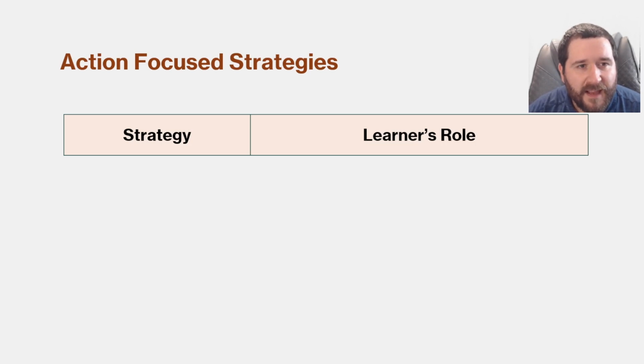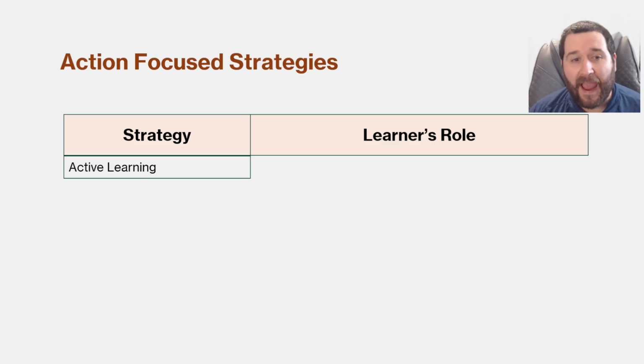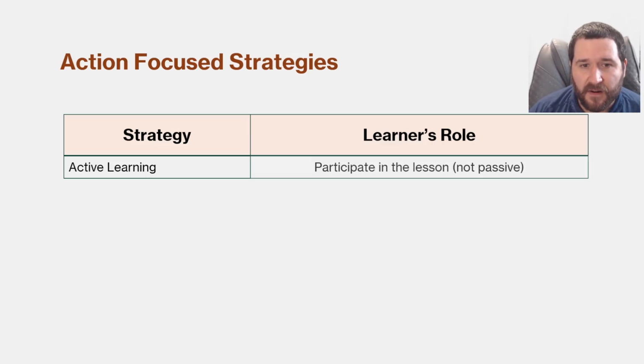All right, next we're going to take a look at some examples of action-focused strategies. This is where the strategy focuses on the learner's role in the education process. Things like active learning. Okay, in active learning, the learner is a participant in the lesson. Okay, they're not a passive learner, like in some cases of direct instruction, right? Where the teacher is instructing, they're lecturing, and the learner might just be sitting there passively trying to soak in the information. Well, active learning is not that. Active learning is the learner is participating in the lesson in some way or shape.